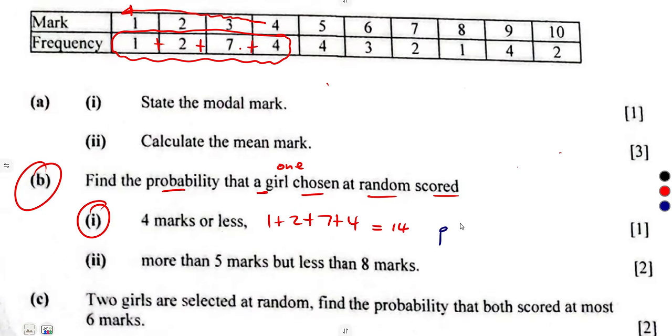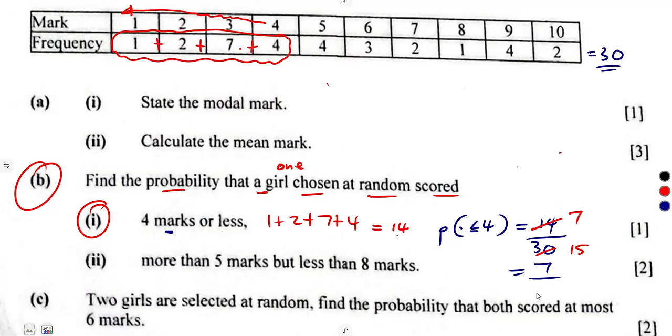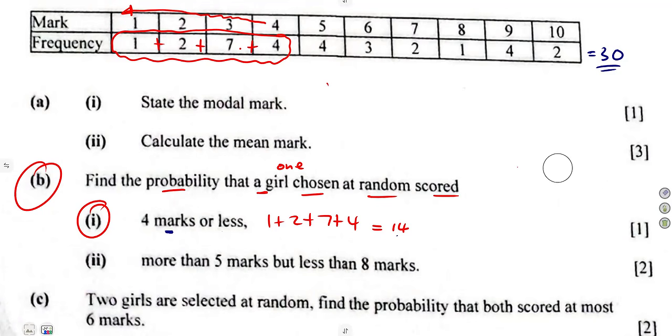So the probability of scoring less than or equal to 4 is 14 out of the total of everything. Remember, there are 30 learners that we are given. So it's just going to be 14 over 30, reduced by 2, that's 7 over 15. You can have it as a fraction as it is, all right? So that was it on item 1.